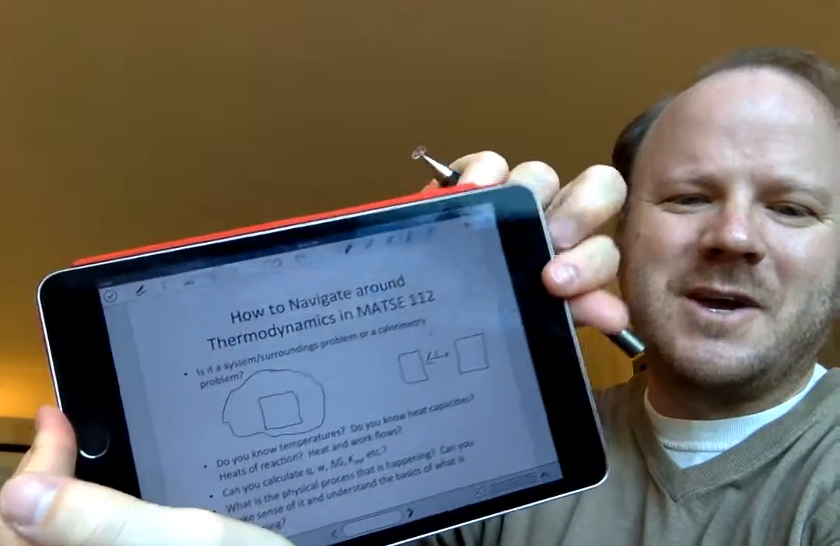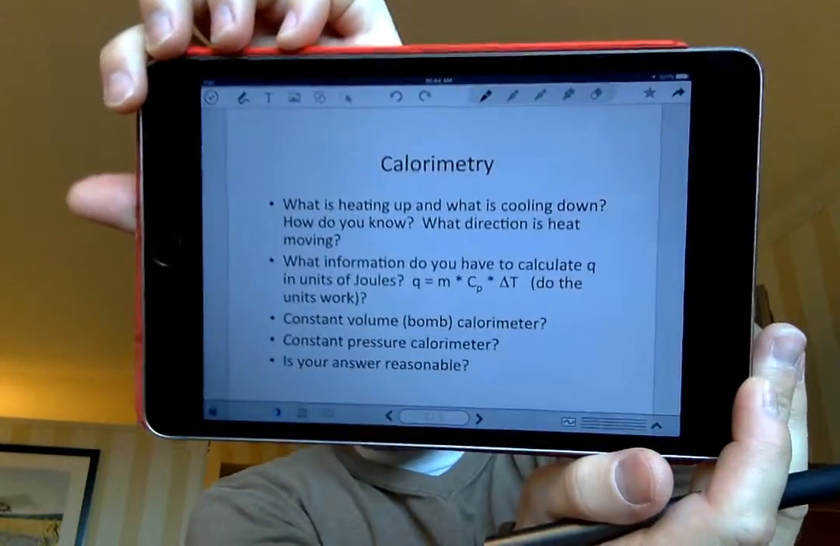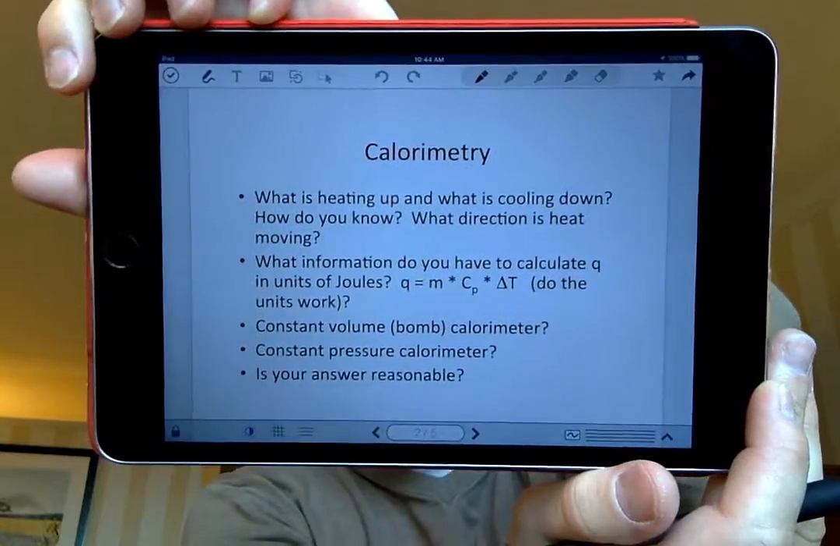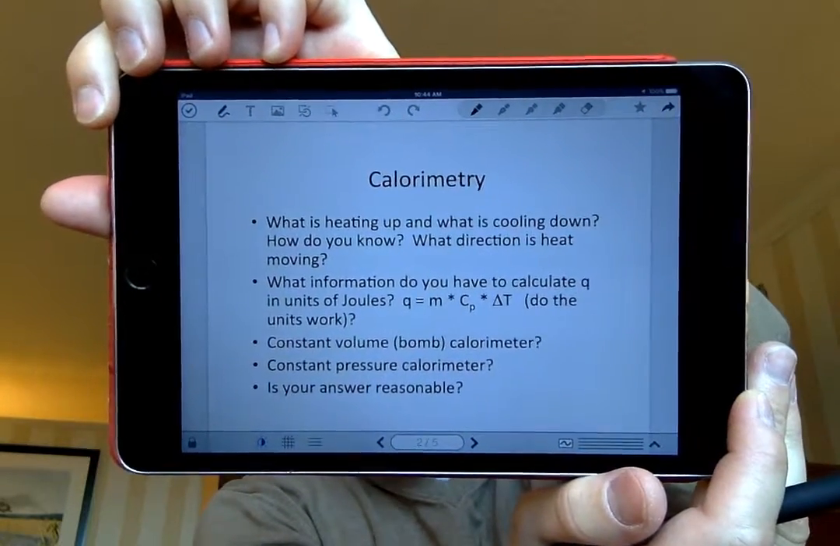And so keeping an idea of what's the final temperature here, what's the initial temperature, what's heating up, what's cooling down, all of those things give you a basis in reality for how to approach calorimetry problems. And then the math is rather easy. Q equals mCp delta T.